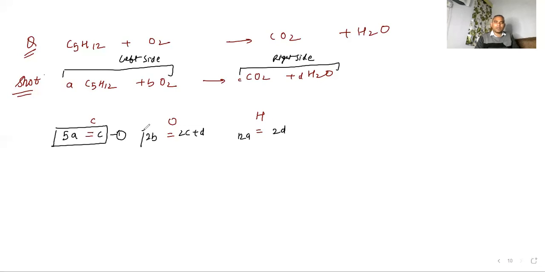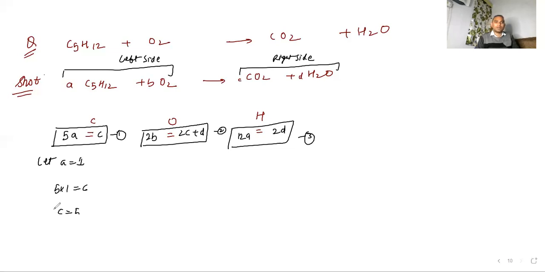So we got to form the equations. Now we need to solve these equations. How can we solve? Here, this is 1, 2, 3. So let A is equal to 1. Then 5 into 1 is equal to C, so C is equal to 5. Very simple.